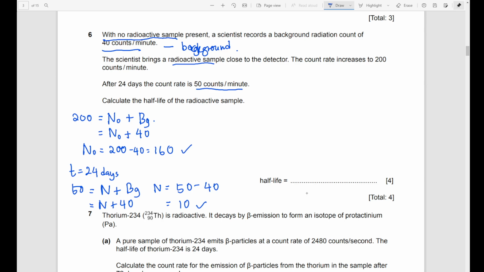This is the step that you should do before you do any calculation on half-life. Before you do the half-life calculation, you need to subtract the background radiation first. Now you have N naught equal to 160 counts per minute, and N after 24 days is 10 counts per minute. Then you can do the process.